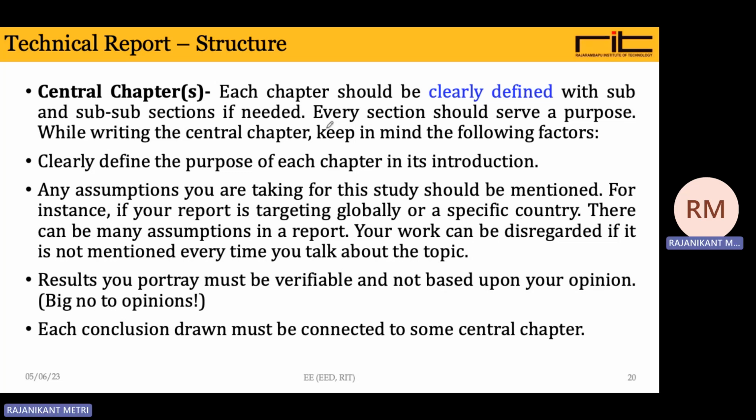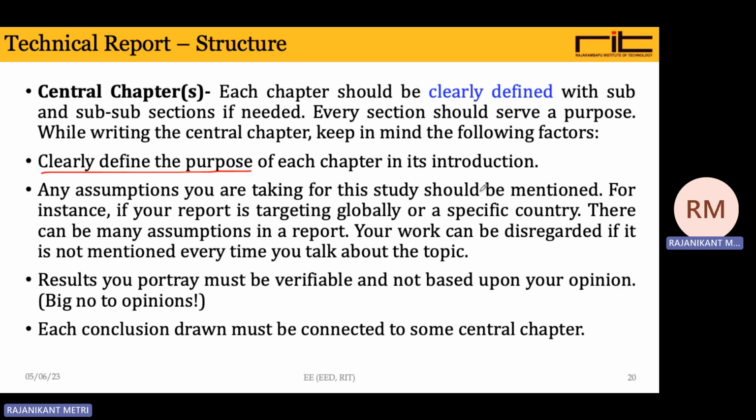Or if your chapter is results and discussions, then you mention why results and discussions is important in that research work, and then you discuss your results, put in the figures, and discuss or analyze those results. So the first thing is you should clearly define the purpose of each chapter. Then second, any assumptions you are taking for this study should be mentioned.